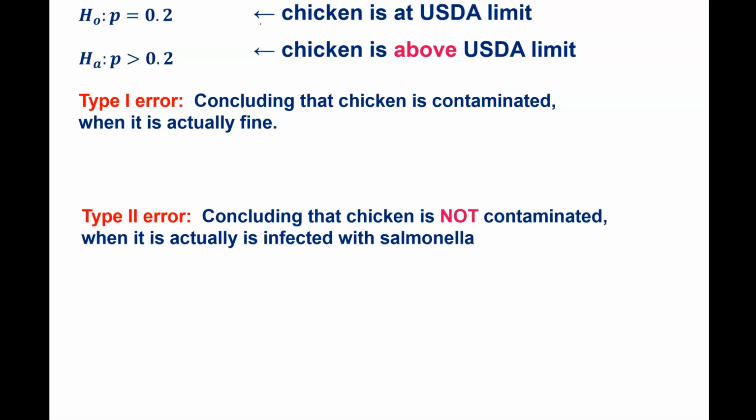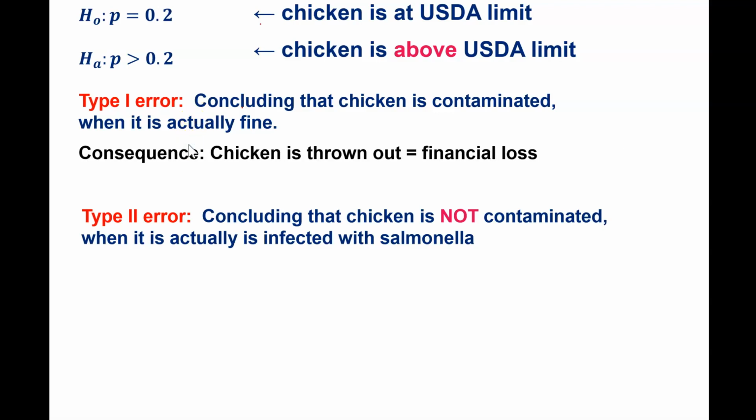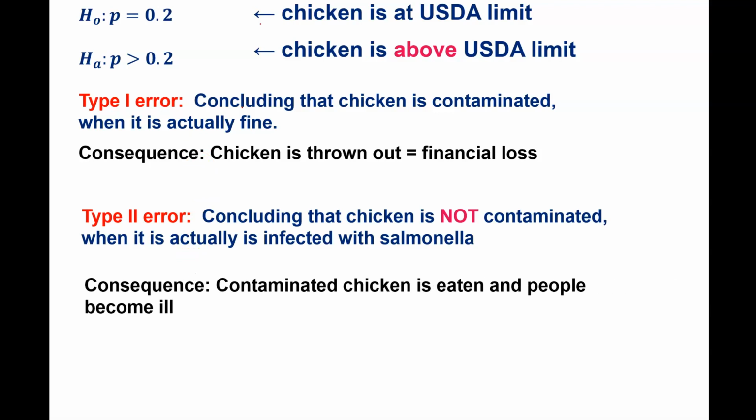What is the consequence of a type 1 error? The consequence is that you're going to throw it out and there's going to be financial loss. The consequence with a type 2 error is you're not going to throw it out. It's going to be sold and eaten, and people will become ill. Which is worse? Hopefully, from an ethical standpoint, you would consider people becoming ill worse.